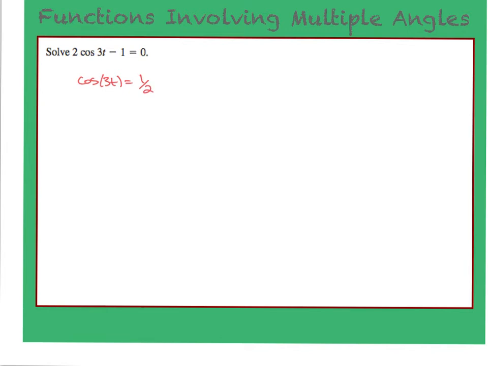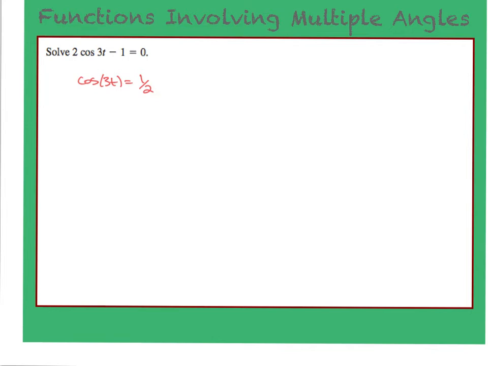Now, this is the way I'd suggest you do it. Don't worry about the 3t right now. Okay, cover it up. Cover up the 3t. Think about when does cosine equal 1/2? All right, you follow me? So just leave it. Instead of an x, it's going to be a 3t, but just cover it up.